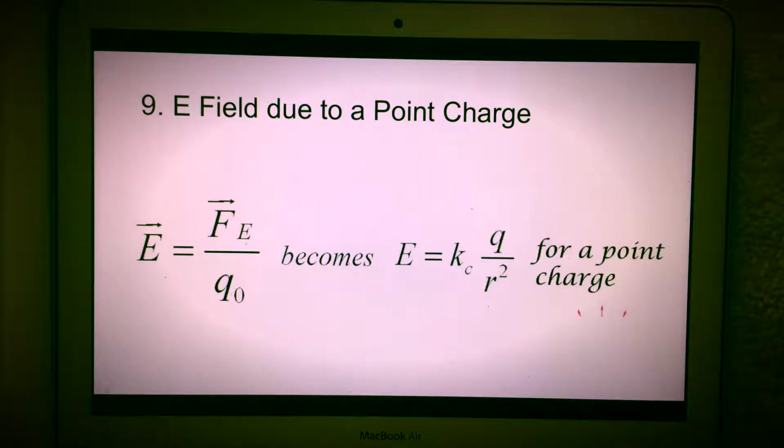Number 9, electric field due to a point charge. We always use electric field equals force divided by Q. Rewritten, it becomes electric field equals k times Q over r squared. r is the distance, the radius of the circle around the charge. That is for the point charge.